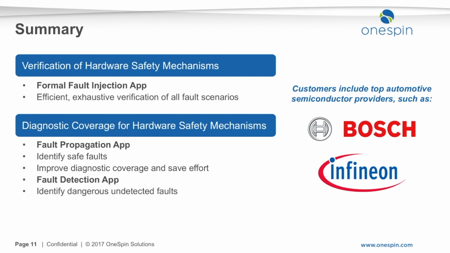The other important task we looked at was the determination of the diagnostic coverage of safety mechanisms. Here, we saw how the Fault Propagation app provides a push-button method to identify safe faults, improve diagnostic coverage, and ultimately reduce the simulation and engineering effort necessary to achieve target coverage. We also looked at the Fault Detection app, which is a silver bullet when it comes to identifying dangerous faults that are missed by safety mechanisms.